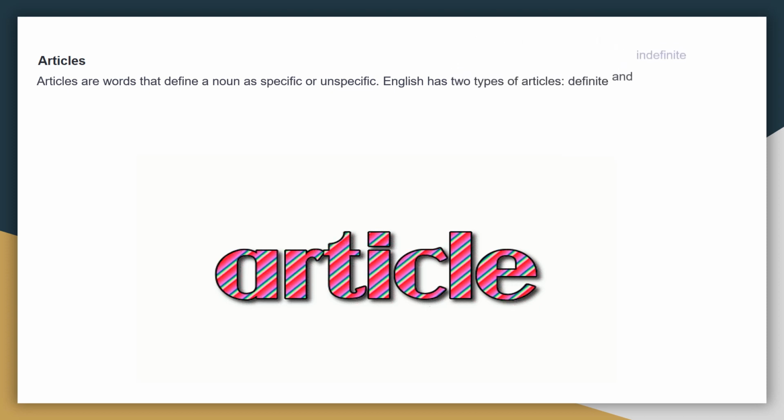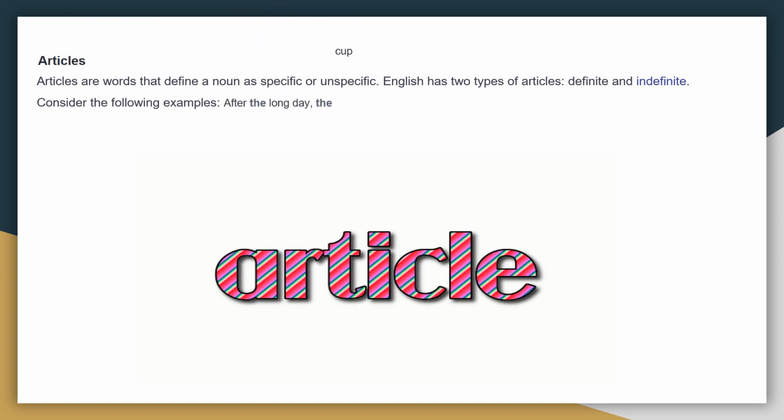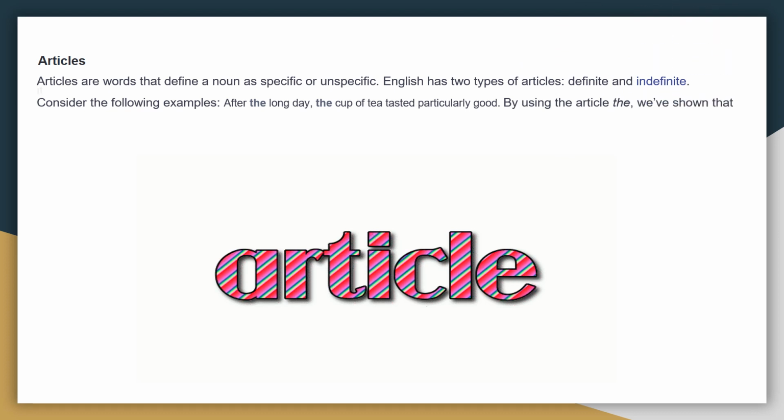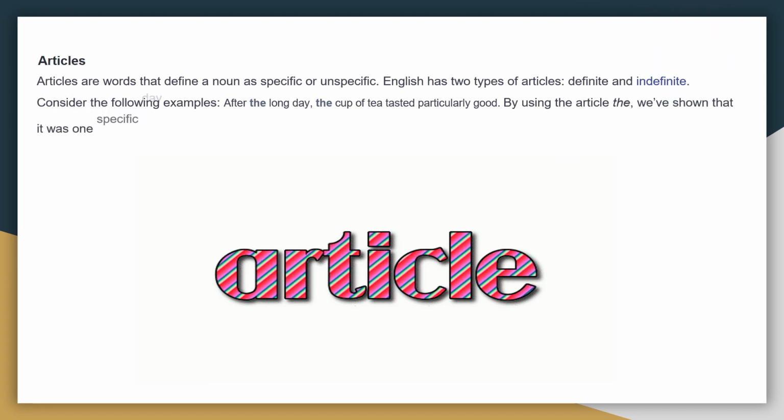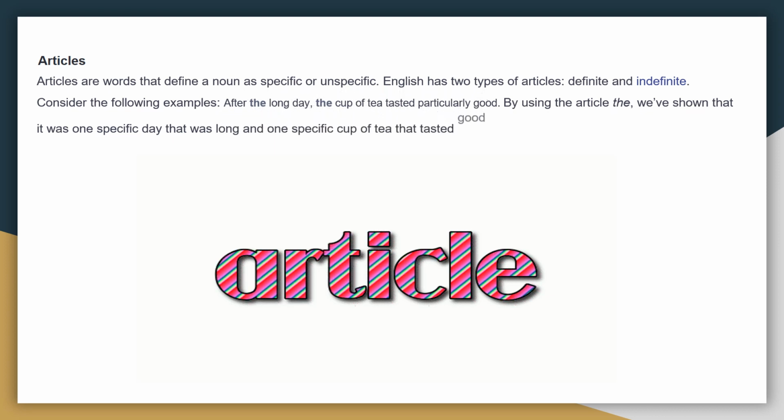After the long day, the cup of tea tasted particularly good. By using the article "the," we have shown that it was one specific day that was long and one specific cup of tea that tasted good. In English, there are two types of articles: definite and indefinite.